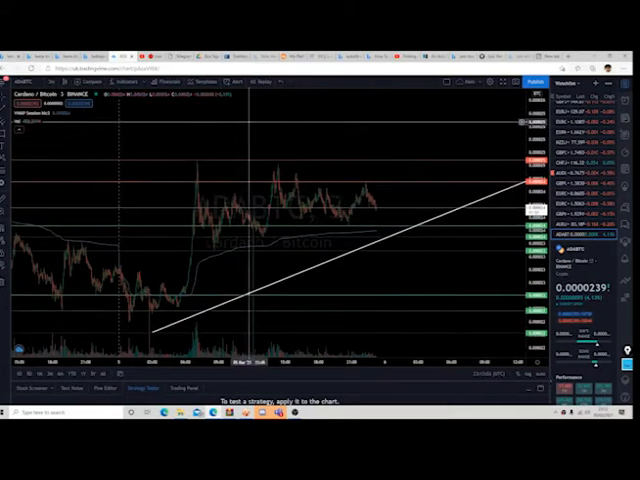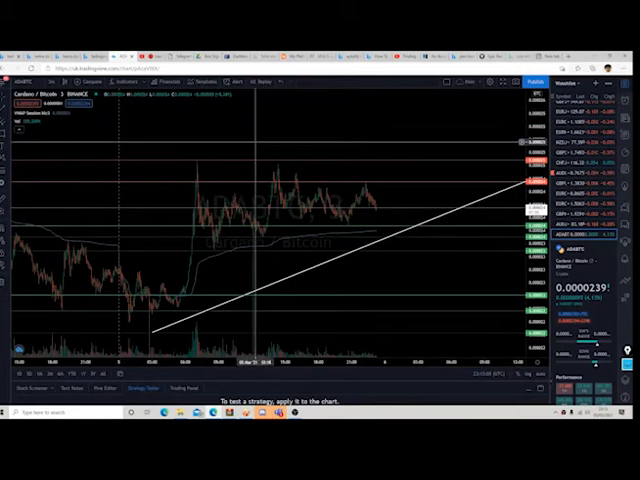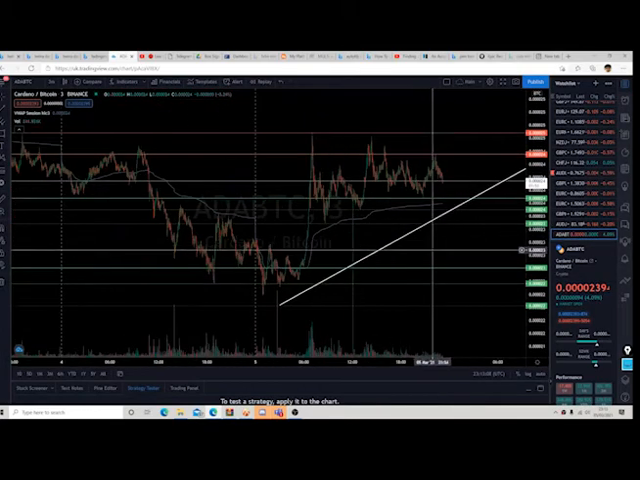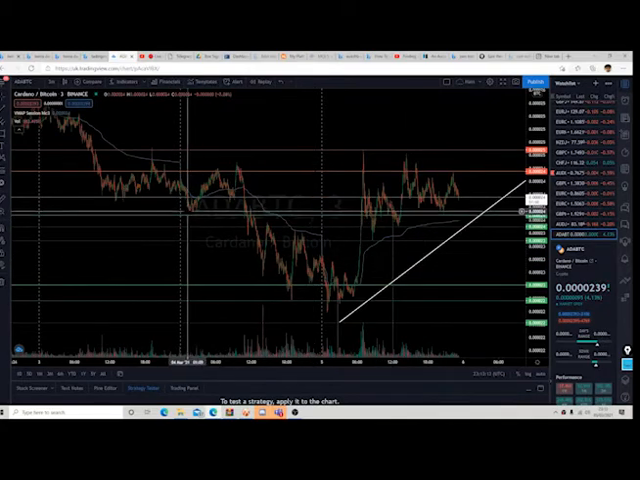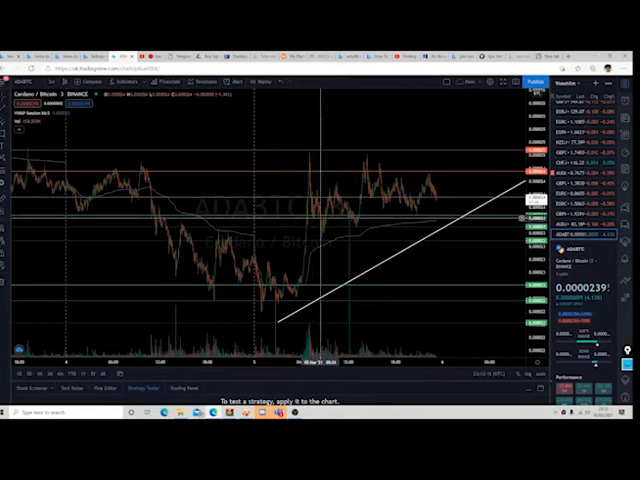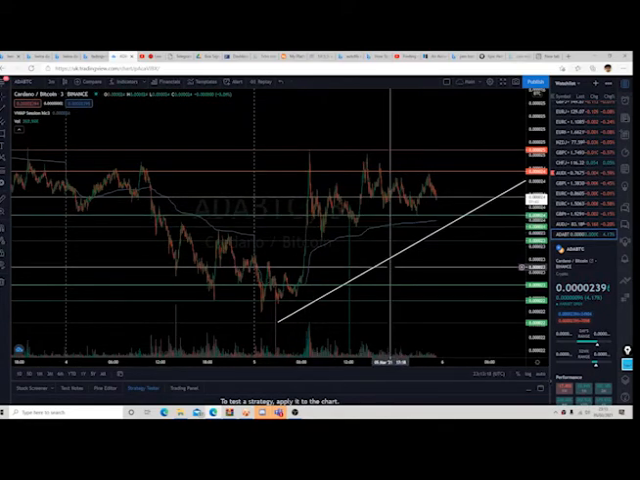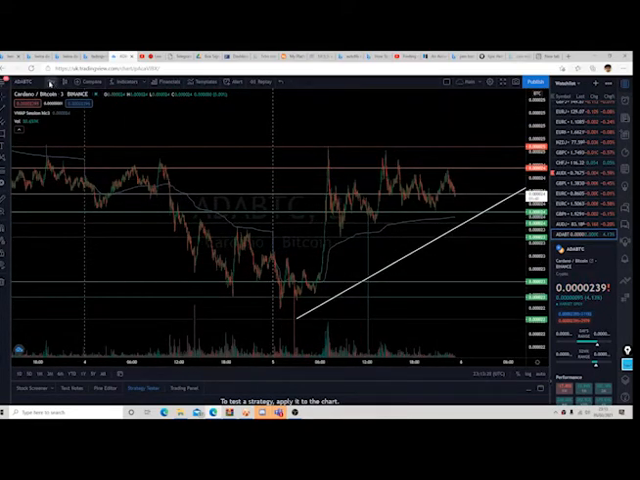Right now we're currently looking at Cardano slash Bitcoin. This is on Binance, connected to Binance servers. Now what I've done here is I basically marked each day interval with dashed lines. You can do that in the TradingView settings.